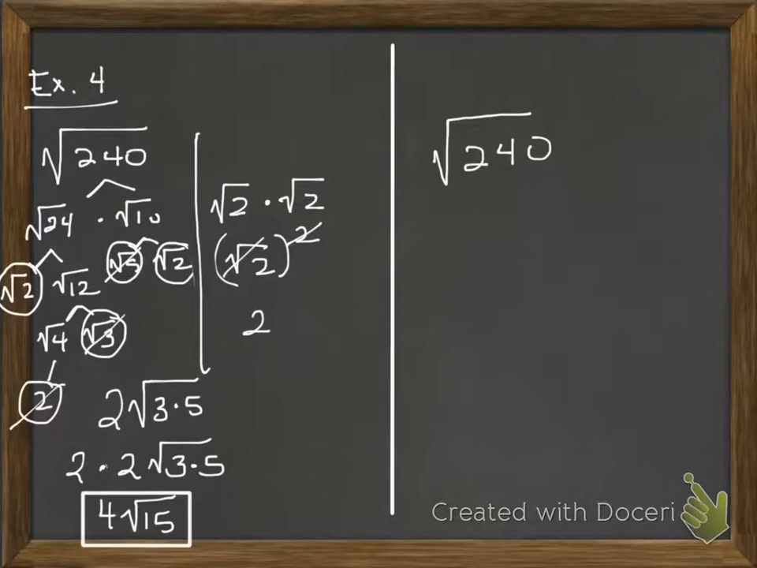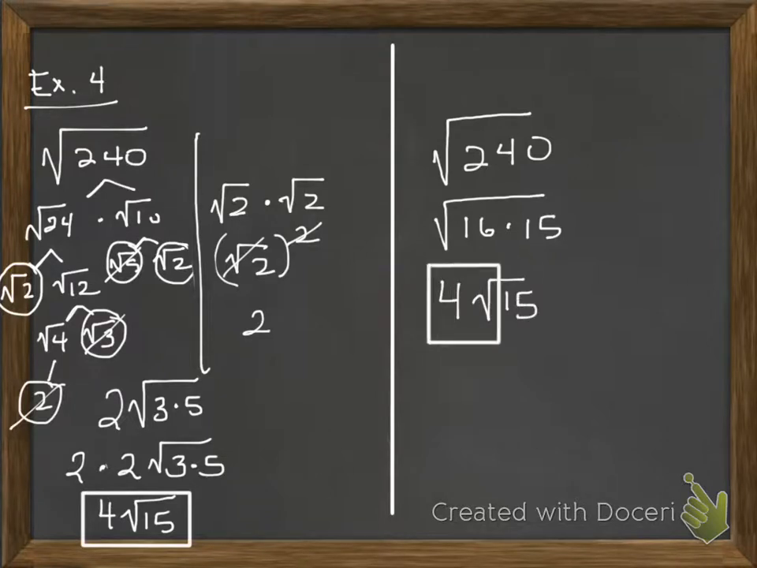15. So what are your factors of 240 using that number? 16 and 15. So you just worked your way up the chart to get square root of 16 times 15. What do you notice under there now? The square root of 16 is what? 4. So 4 comes out and you get 4 square roots of 15. So much easier than this.